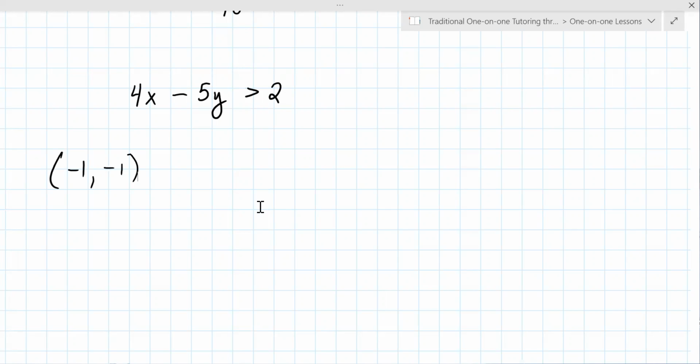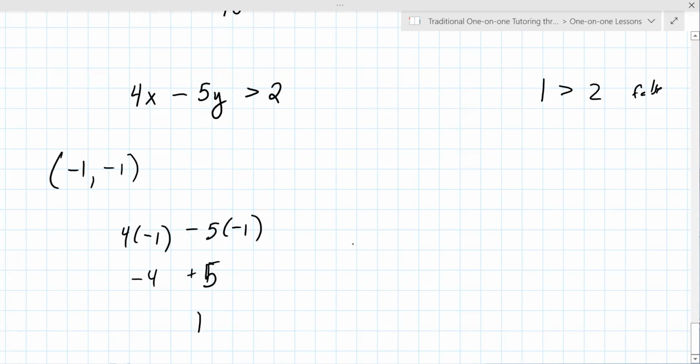1 greater than 2. Okay, so is 1 greater than 2? No. So this is false. Now let's take a look here at the numbers. 4 times -1 minus 5 times -1. 4 times -1 is -4. Minus 5 times -1 becomes plus 5. And when you add those together, you do get 1. So this one's perfect. You did this completely correct. Well done.